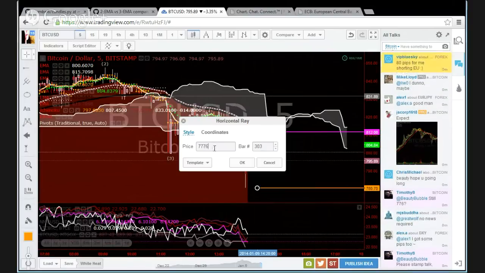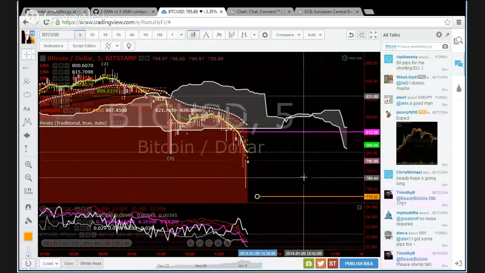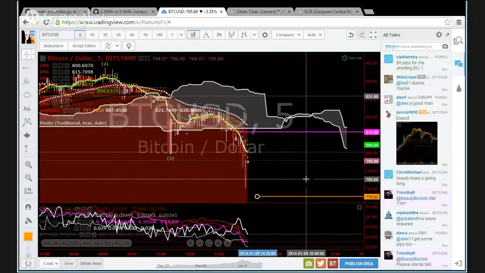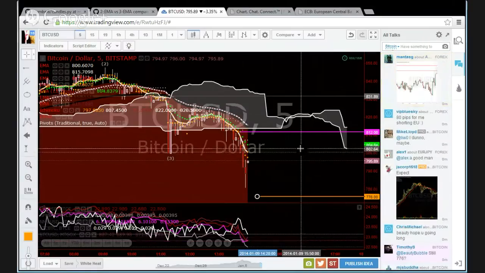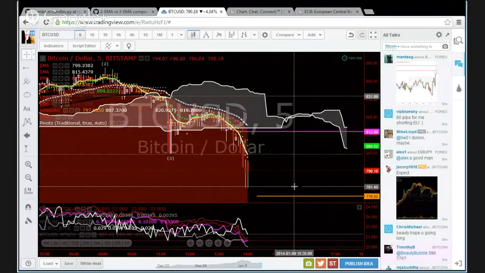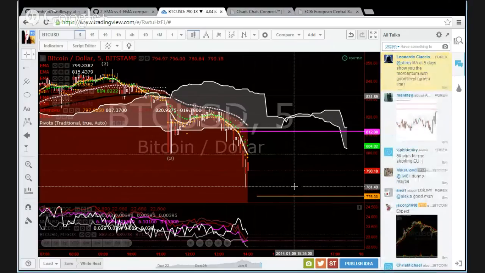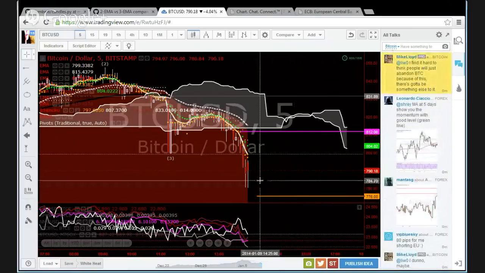And this is why, one day soon, I can have all these things lined up for you guys. But here's the 776. That's your support 1. 812 was your pivot. So here's support 1, 776 on the Bitstamp. And you're trading at 790, so you're $24 away.